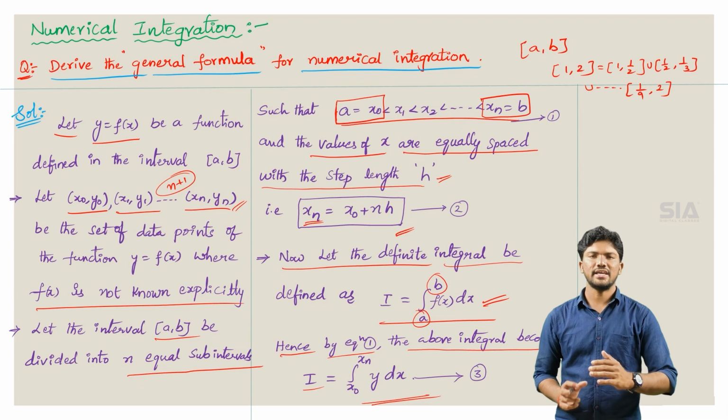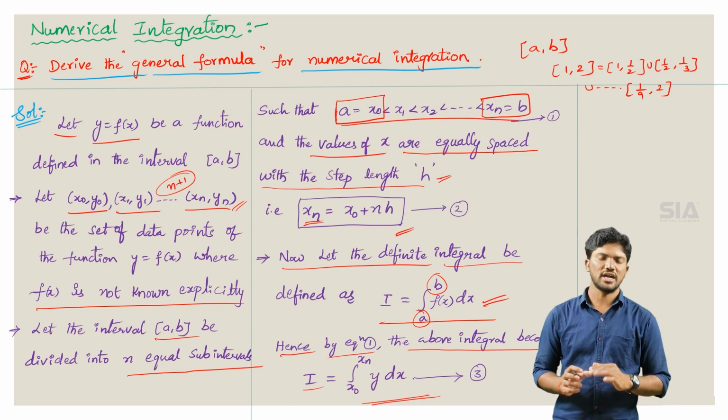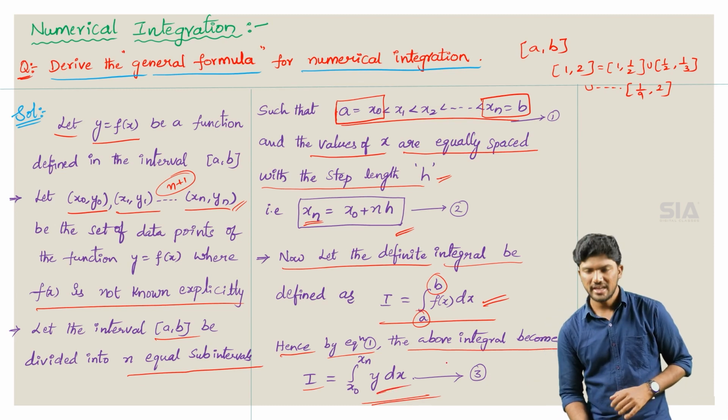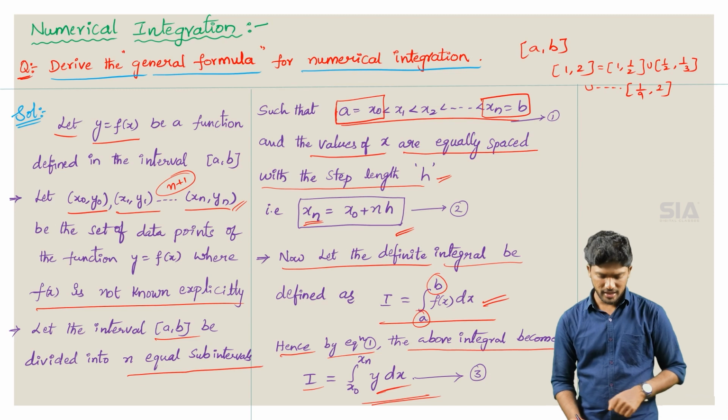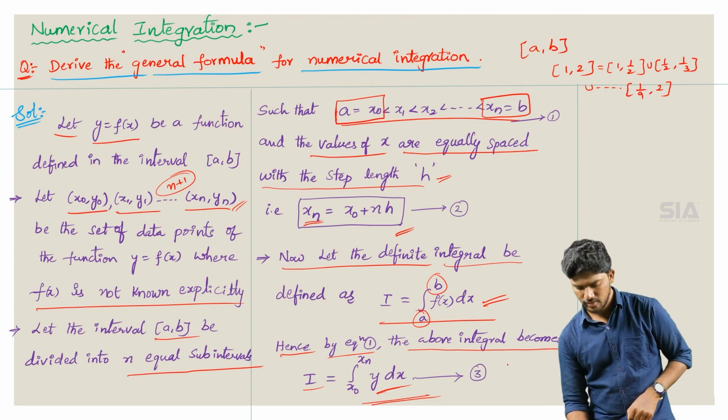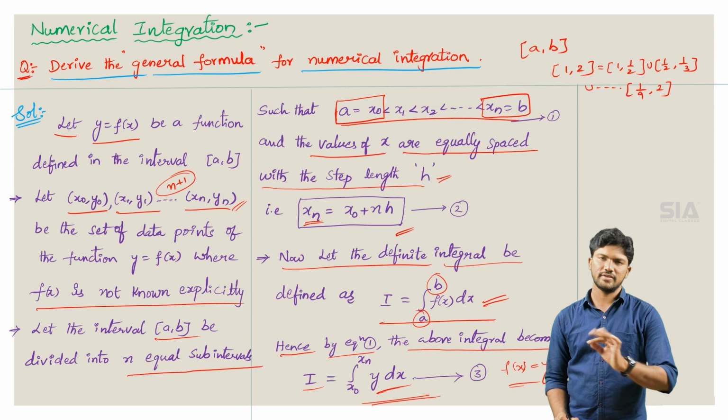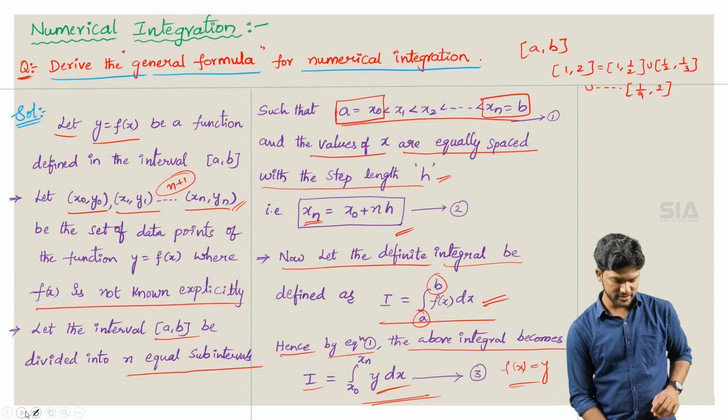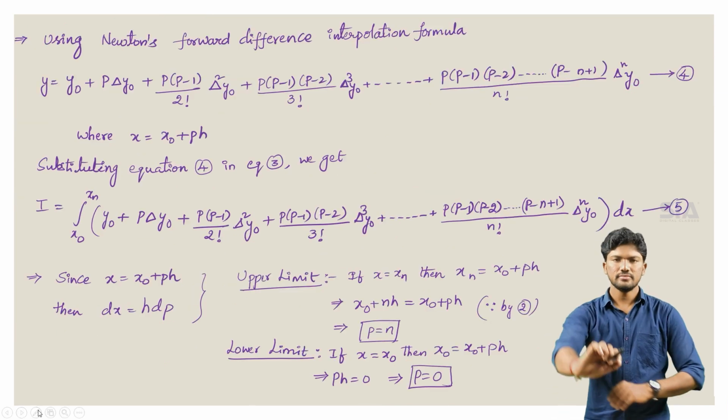Capital I is equal to integration over x naught to x suffix n of y dx, where y is the f of x. f of x value only we are taking as y. dx will be as it is. That is taken as equation number 3.